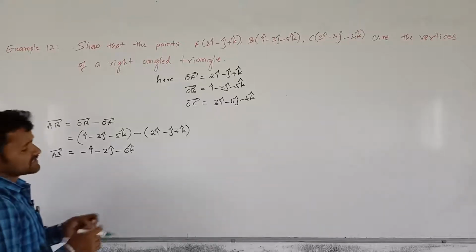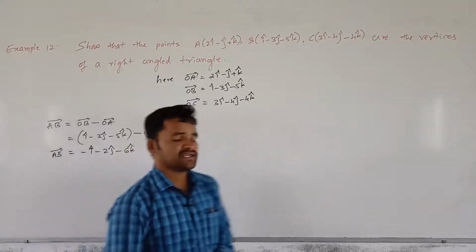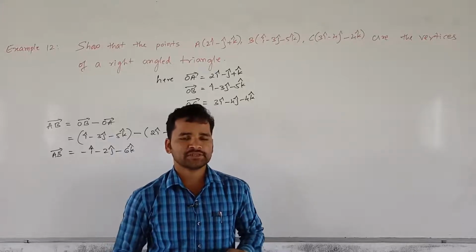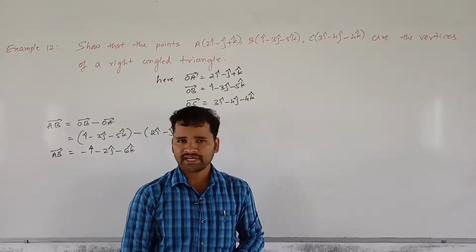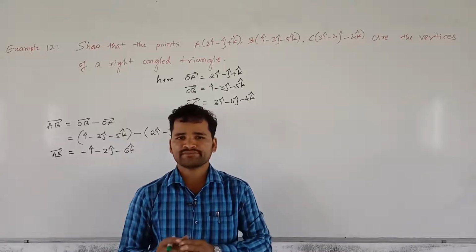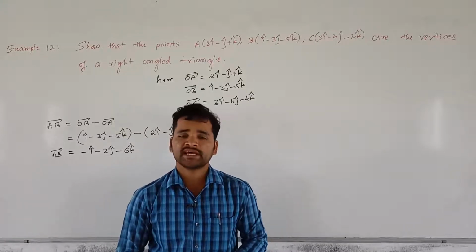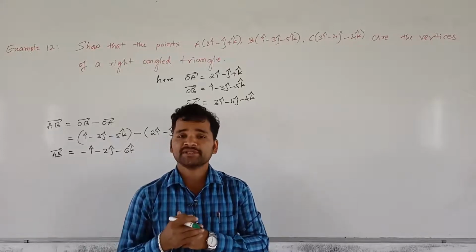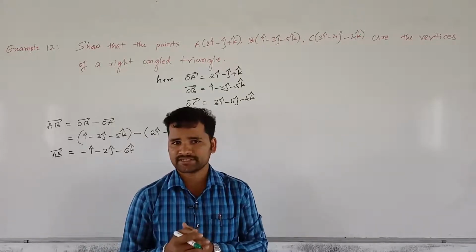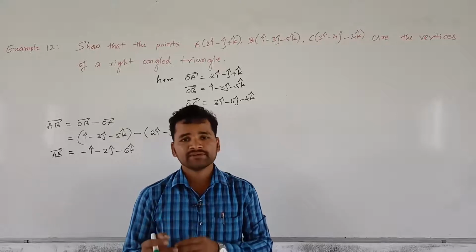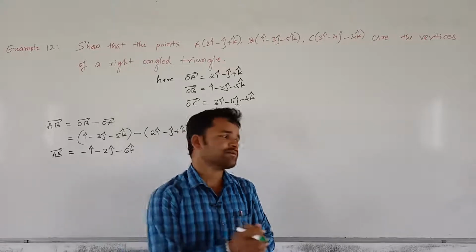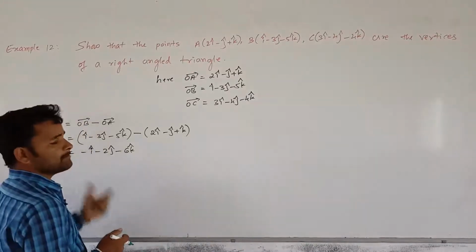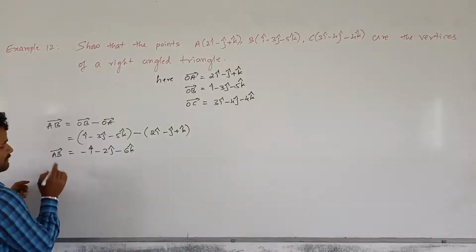To show a triangle is a right angled triangle, what we do? We use Pythagoras theorem. What is Pythagoras theorem? Pythagoras theorem is square of hypotenuse is equal to sum of squares of other two sides. Here square of hypotenuse, that means what? Length. Here we are speaking about square of length. What is the length of the side? Length of side is nothing but magnitude of the vector.